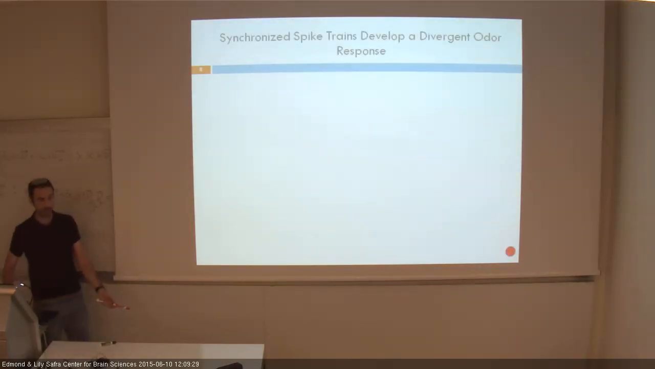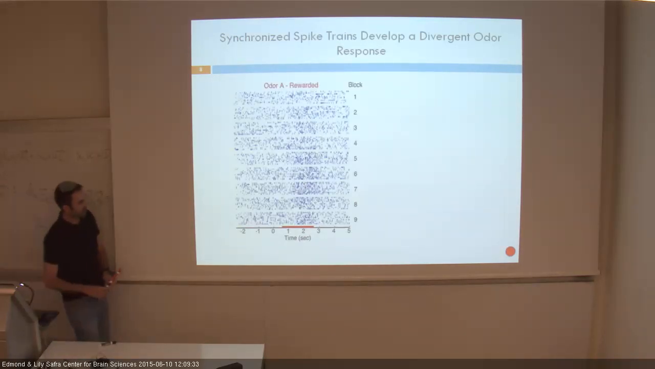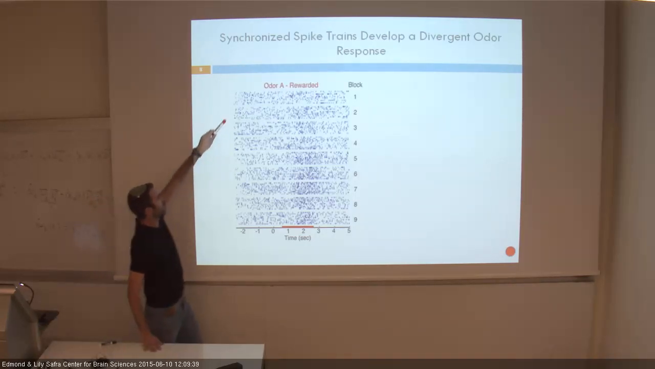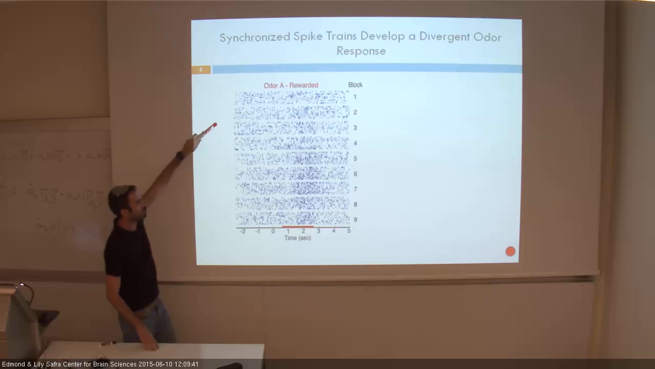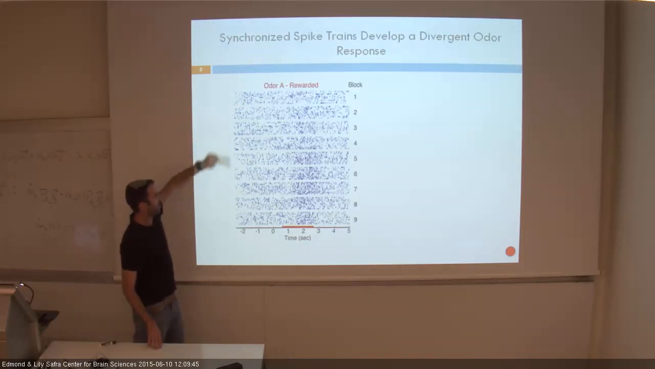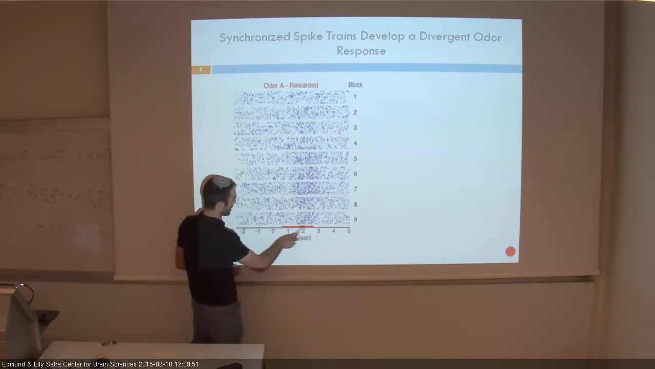Okay, so what happens when they learn to discriminate? What we see here is a recording from one single neuron, and you can see it's divided into different blocks, the blocks where he learns. The first block is before he knew the order, and the ninth block is when he knows what kind of order it is. Here in the red is when he needs to decide.